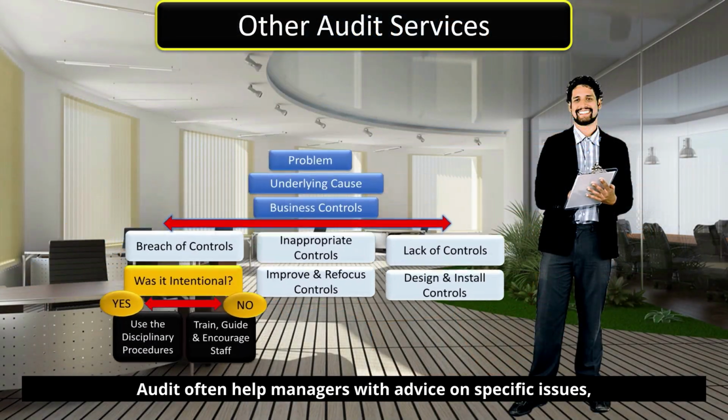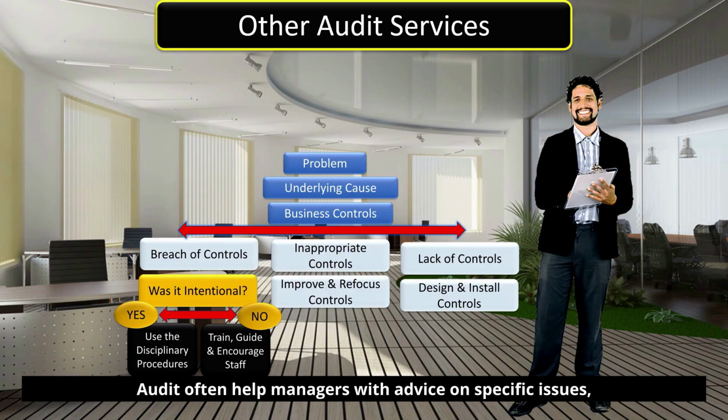Audit often helps managers with advice on specific issues, including the need to improve poor controls, poor compliance, and/or a poor underlying risk culture. The idea is that most problems can be traced back to the way risk and the required controls are being managed.